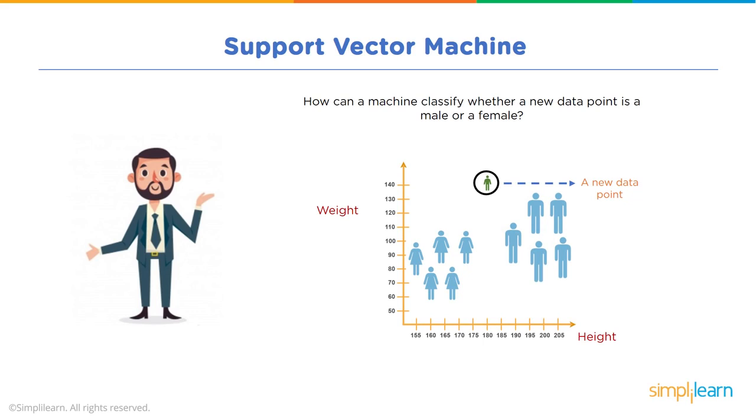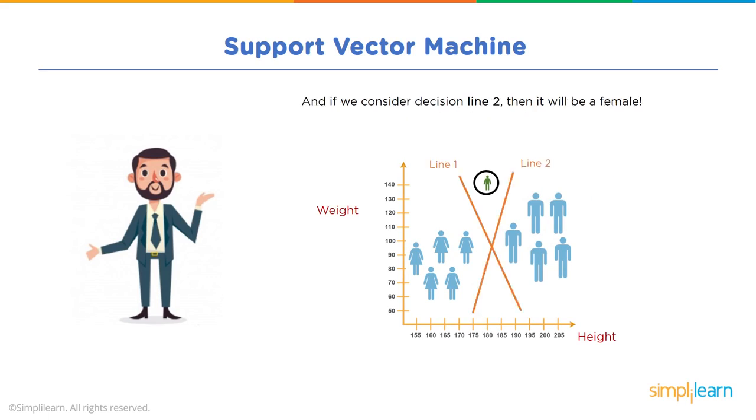So we start by drawing a line. We draw decision lines, but if we consider decision line 1, then we will classify the individual as a male. And if we consider decision line 2, then it will be a female. So you can see this person kind of lies in the middle of the two groups, so it's a little confusing trying to figure out which line they should be under. We need to know which line divides the classes correctly, but how?